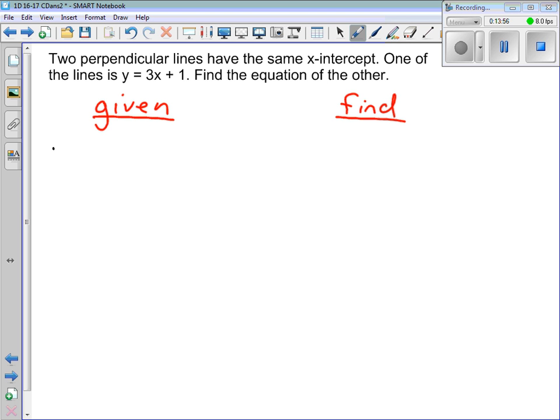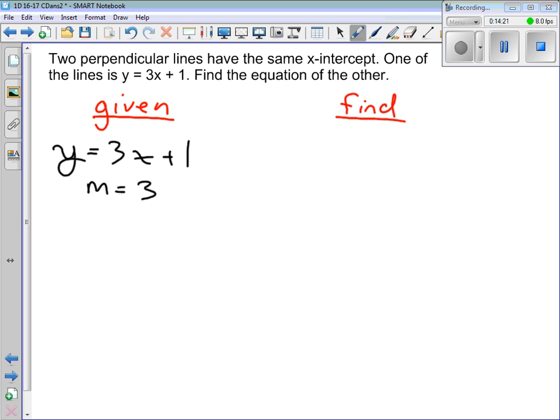Okay, we are given the line y equals 3x plus 1. What do we know about this line? First thing we should try to figure out from this line is what? The slope. So what is our slope here, Michelle? m equals 3.